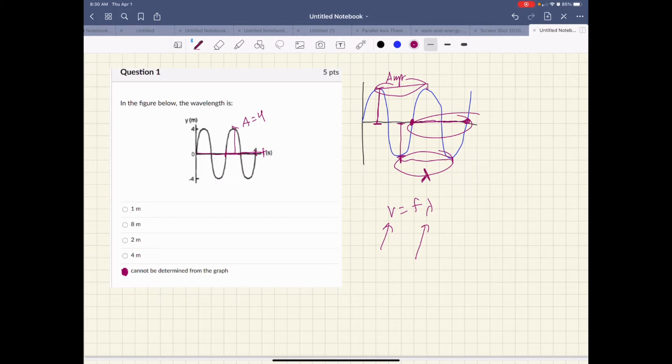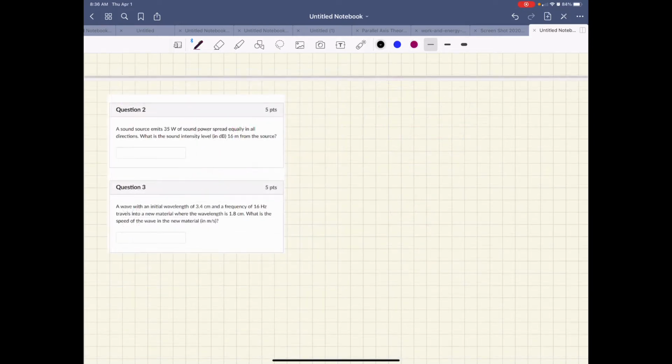Again, if they simply told you what kind of wave it is, you could probably figure it out, but they didn't. Okay, so question number 3. A wave with an initial wavelength of 3.4 centimeters and a frequency of 16 hertz travels into a new material where the wavelength is 1.8 centimeters. What's the new speed of the wave? First things first is v equals f lambda. This is called the wave speed formula.